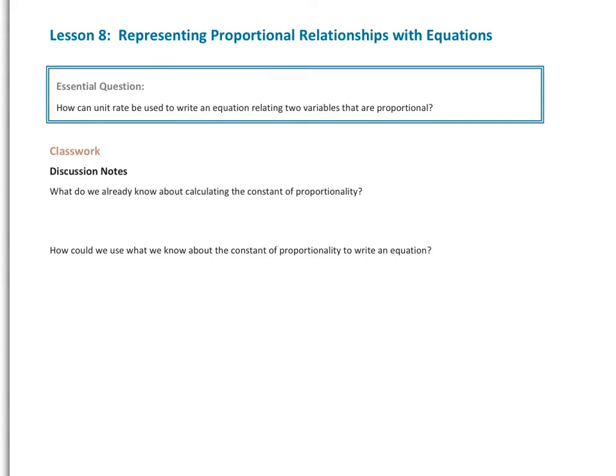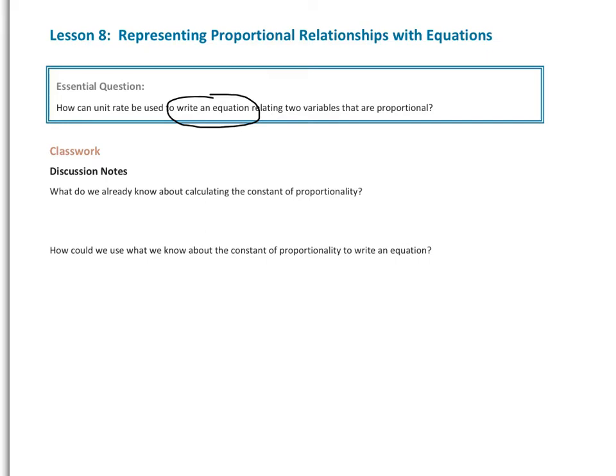Today's lesson, the essential question is: how can unit rate be used to write an equation relating two variables that are proportional? We've spent a lot of time talking about how to determine whether or not two quantities are proportional from a table and then from a graph. Now we're going to learn how to write an equation that describes a proportional relationship. Before we get started, let's think about what we already know.